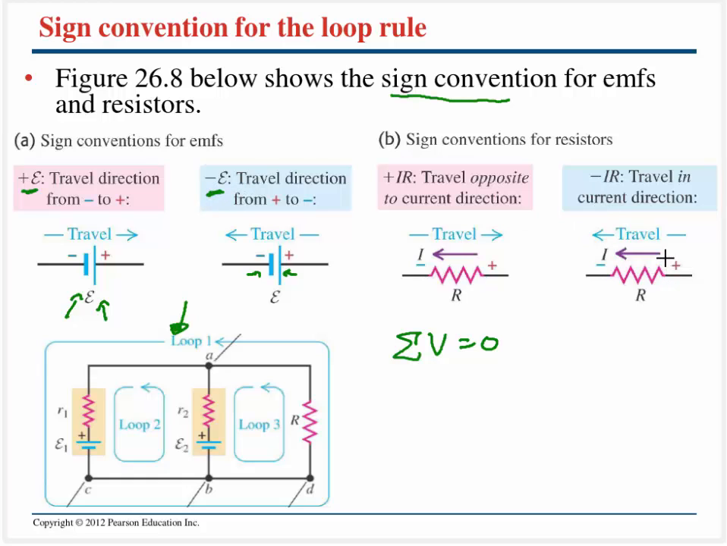If I happen to have my loop here, the one in blue, traveling in the same direction as the current in a resistor, I'm going to subtract the current times the resistance, as I did in the previous example. If my loop happens to travel in the opposite direction of the current, I'm going to add the current times the resistance because I'm going opposite the direction of the current.